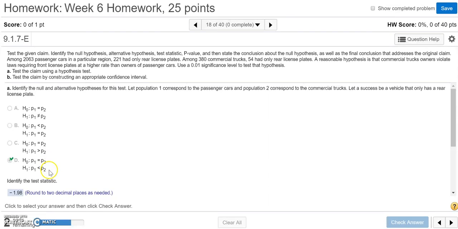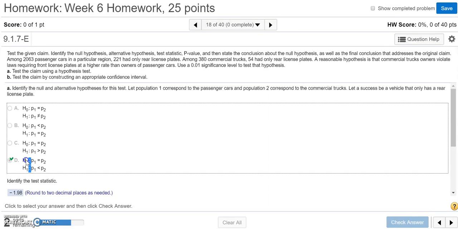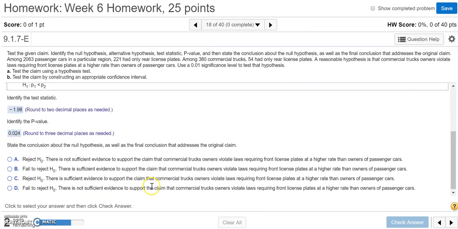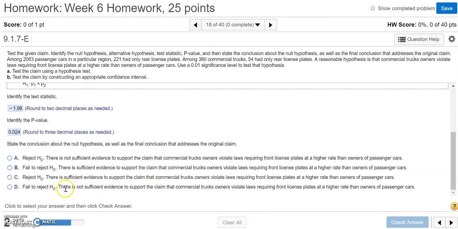I have two separate statements here. I must support one and not support the other. If I fail to reject the null hypothesis, that means that I'm in effect supporting it, so I am not supporting the alternative hypothesis here. In this case, this alternative hypothesis was my claim, right? The claim was that the second proportion was going to be more than the first proportion. So I have not supported my claim. So going back down, I would say there is not sufficient evidence to support the claim that commercial truck owners violate laws requiring front license plates at a higher rate than the owners of passenger cars.